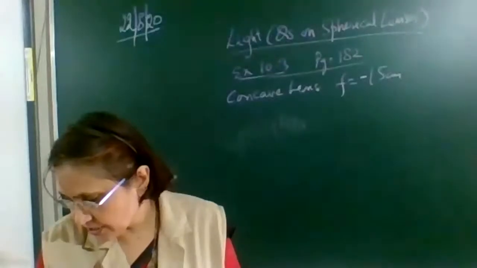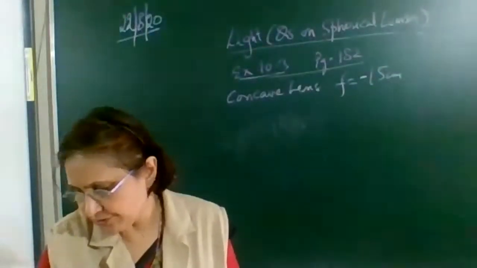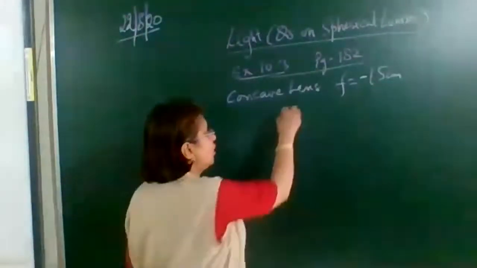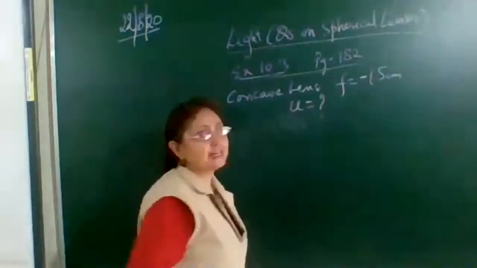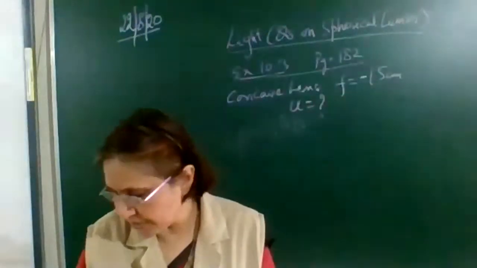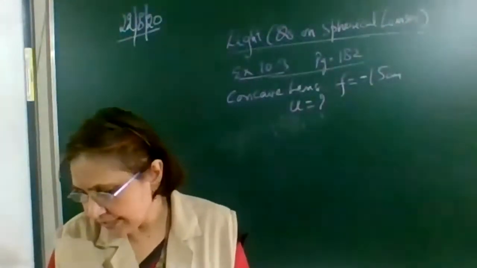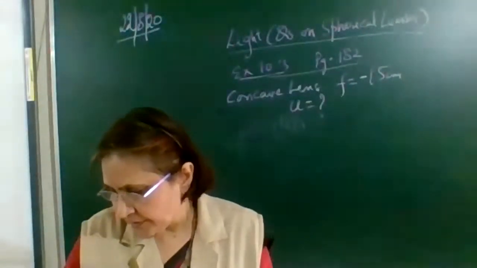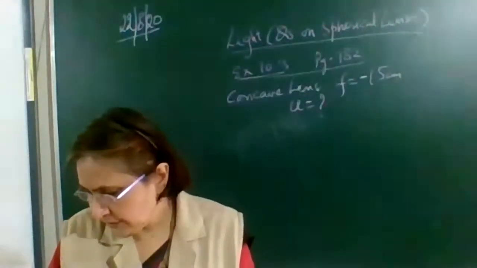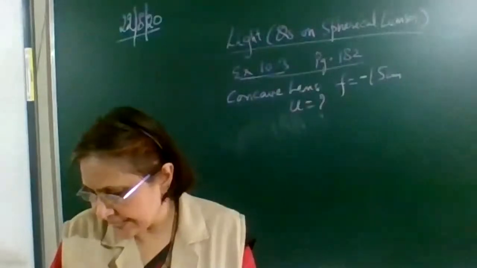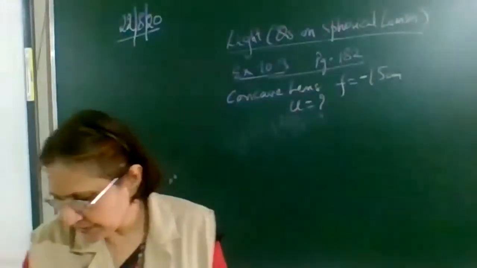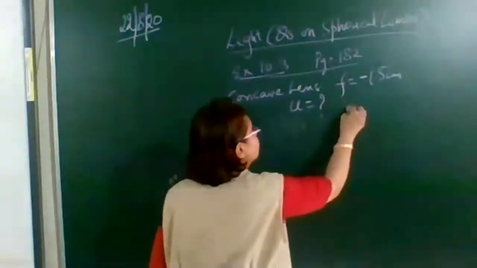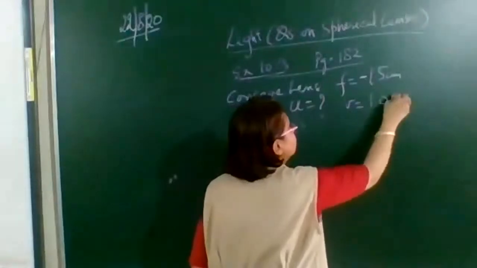At what distance should the object be placed from the lens? That is, you have to find out the object distance, so that it forms an image 10 centimeters from the lens. So the image distance is given as 10 centimeters.